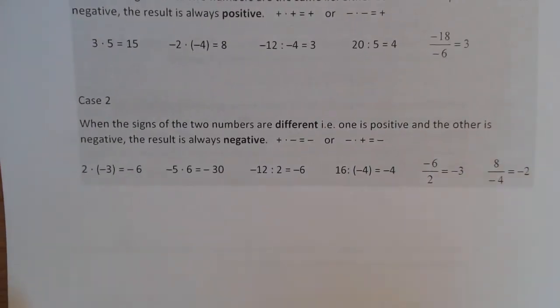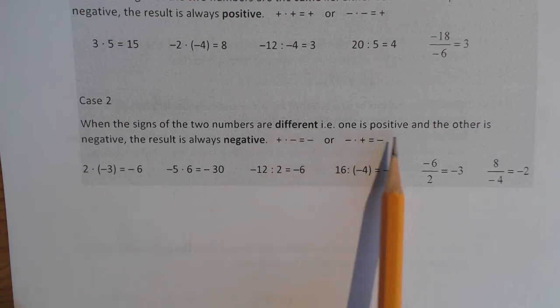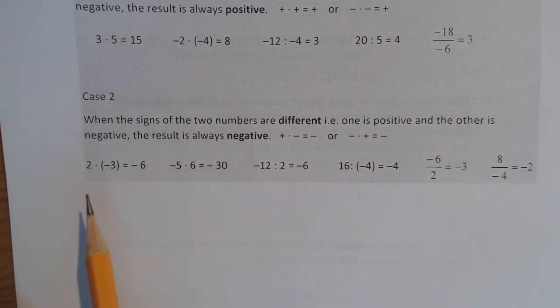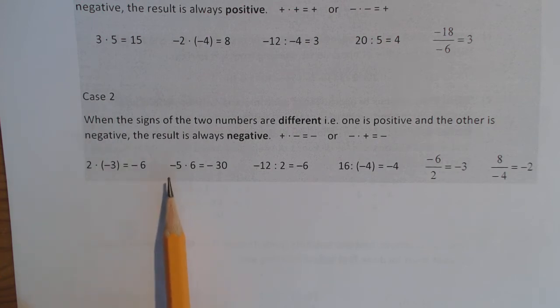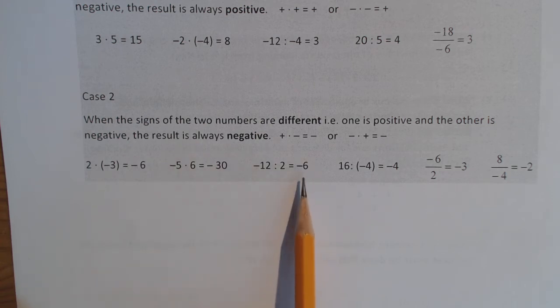In case 2, when the signs of the 2 numbers are different, that is, one is positive and the other is negative, the result is always negative. As you can see here, positive times a negative gives a negative, and so on. Negative times a positive gives a negative. Negative divided by a positive gives a negative, and so on.